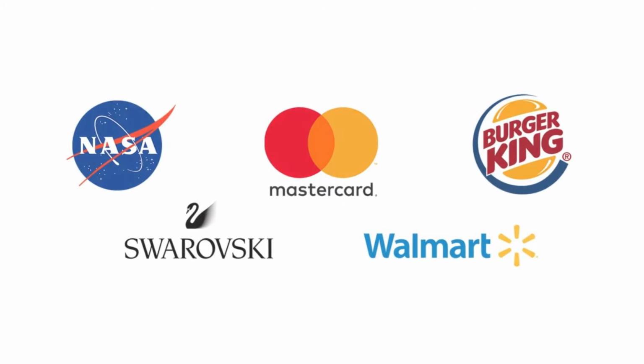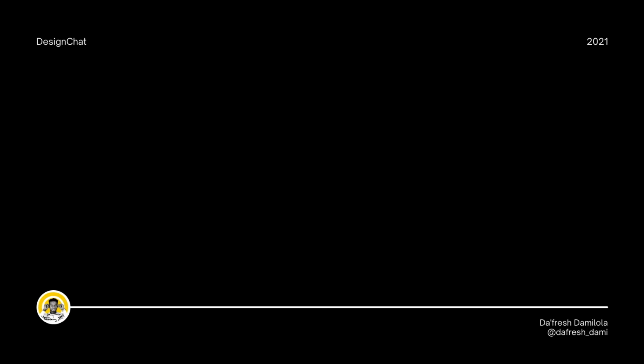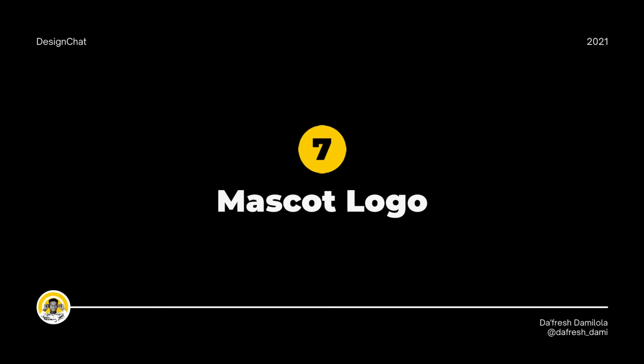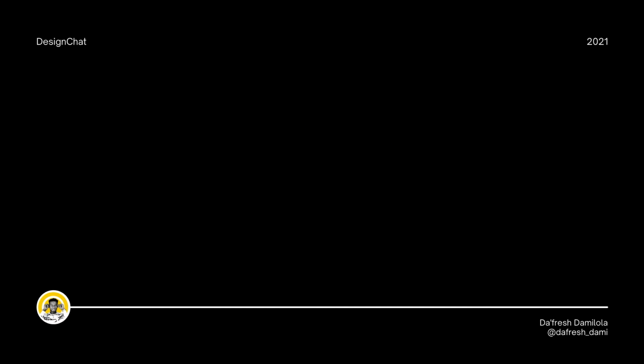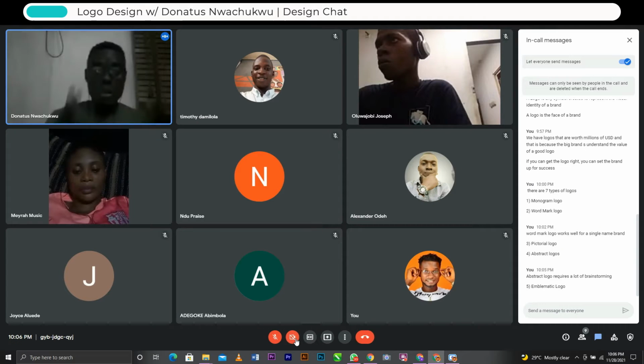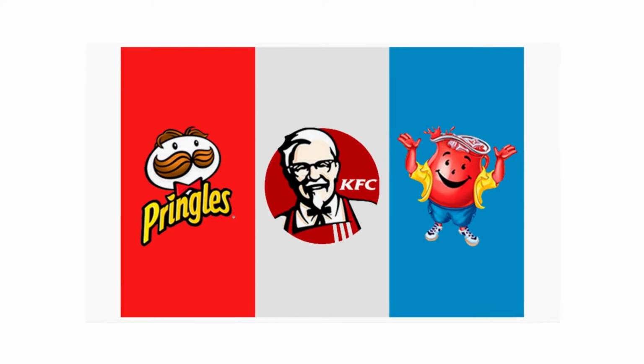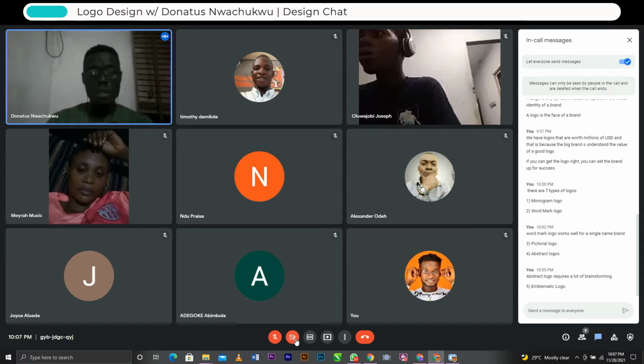Then the last one is mascot logos. In mascot logos, you draw a character, something like a brand ambassador for your brand. A very popular example is KFC. They use Colonel Sanders, the founder of the brand, as their logo mark. They just did a mascot of him and use it as their logo.